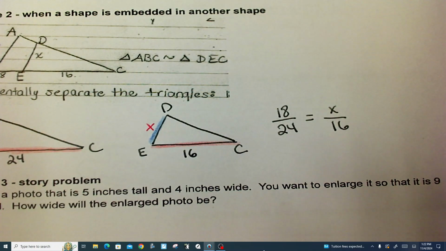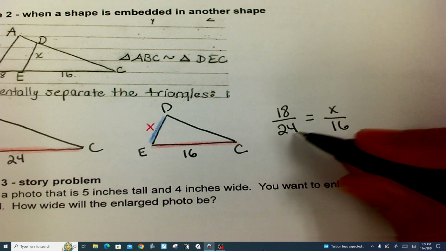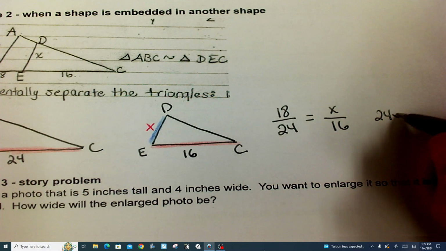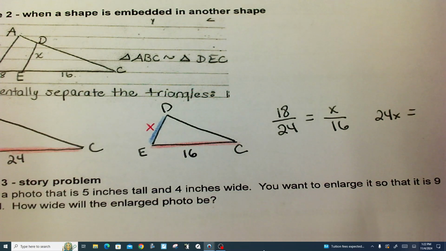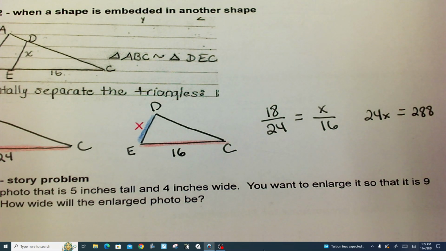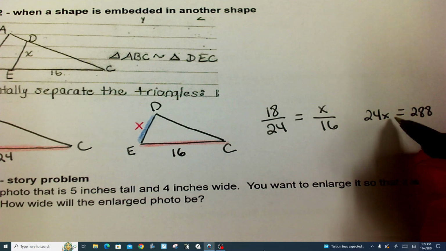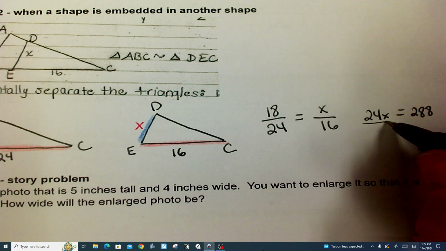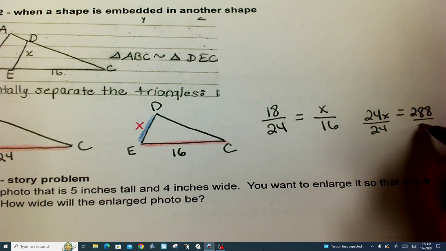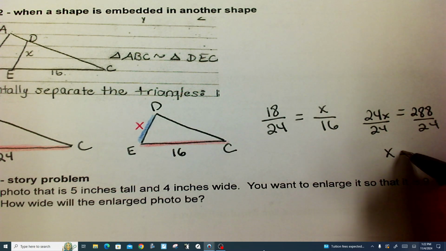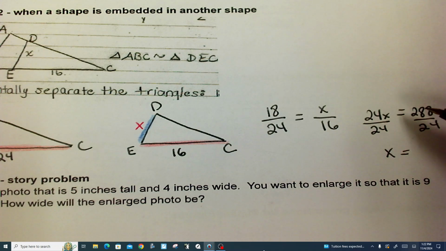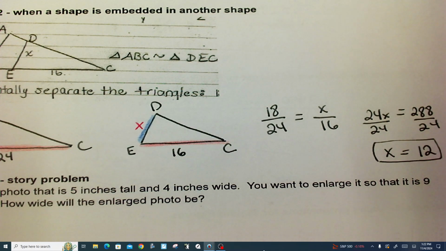Now we just have to go solve. X times 24 is 24x. 18 times 16 is 288. And now, hey, how can we get this x by itself? Just divide by 24, divide by 24. And now our answer is going to be whatever 288 is divided by 24. And so there you have it.